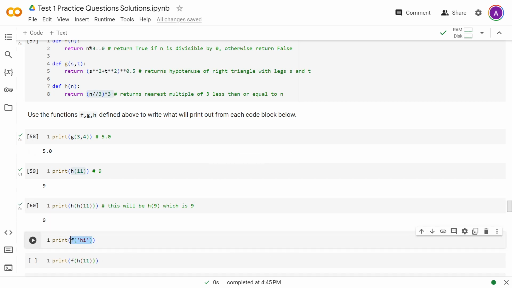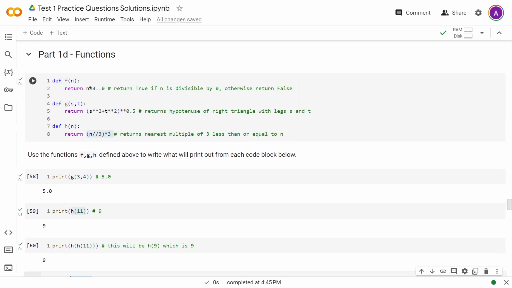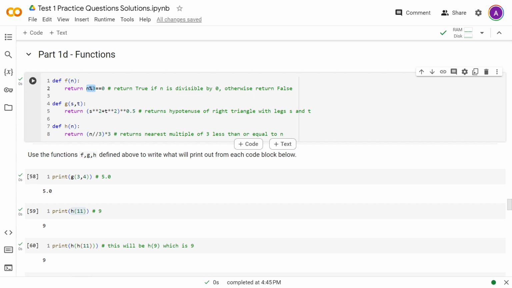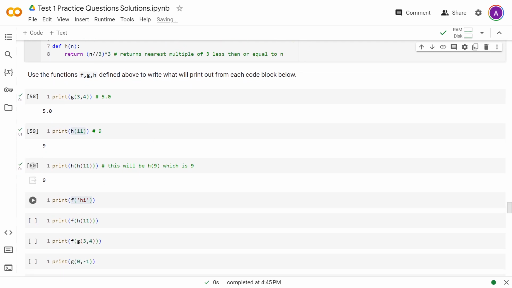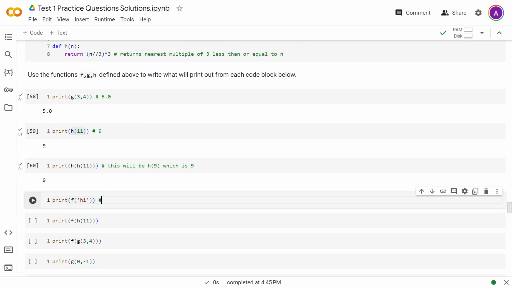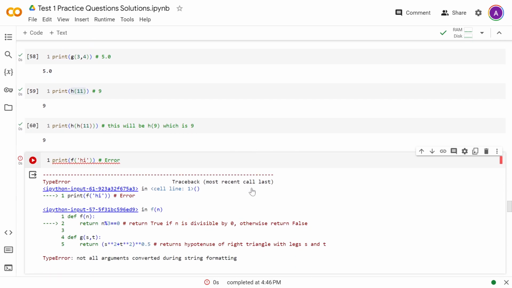f of "high". So if I put the string "high" into this function up here for n, I'm first doing "high" % 3, not a thing. It's not a thing you can do. You can't do a string % 3. So this is going to give us an error.